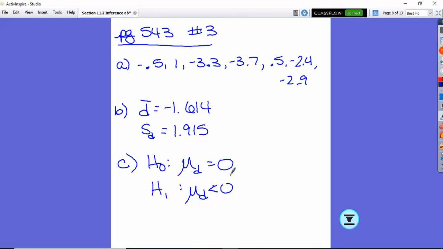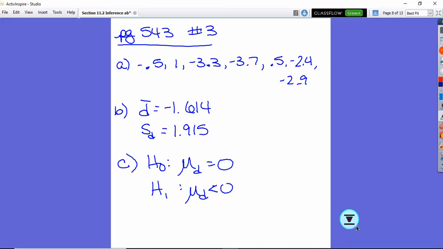So sometimes I might just say in the problem, test if the original data was greater than the new data. So then you have to think, okay, if the original data is bigger, then would my difference be greater than 0 or less than 0? Greater than 0. If I want to test if the second one is higher, then that would mean my difference is less than 0. So sometimes you have to think about that in your alternative hypothesis. This time I just gave it to you. Okay, at the alpha equals 0.05.